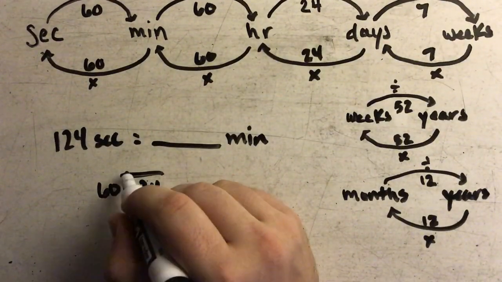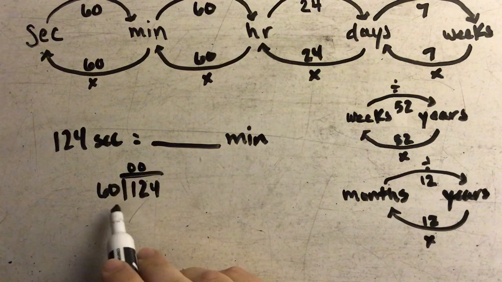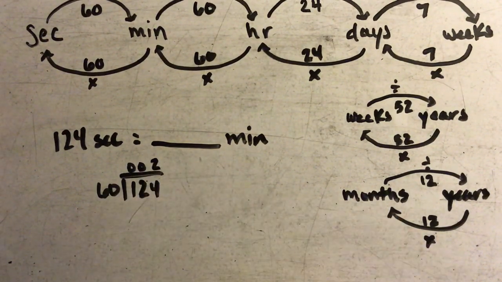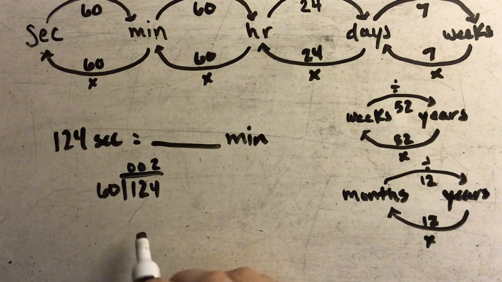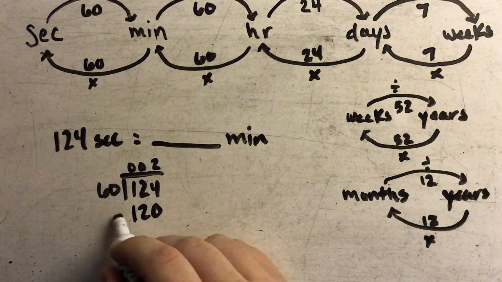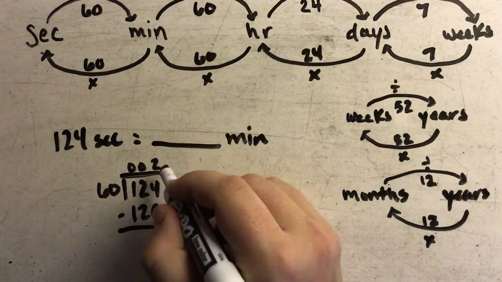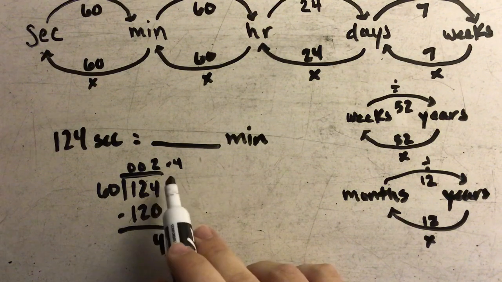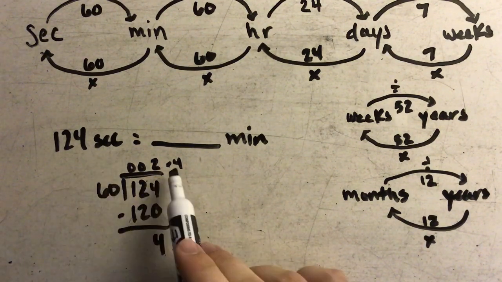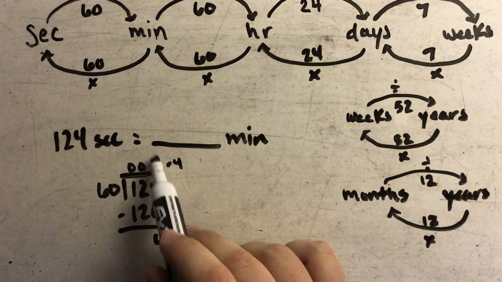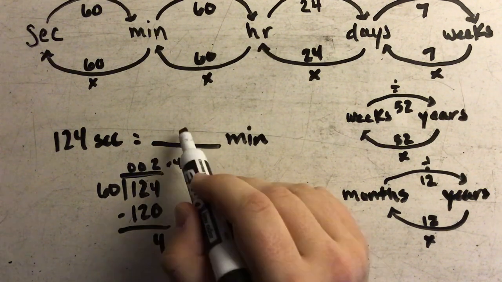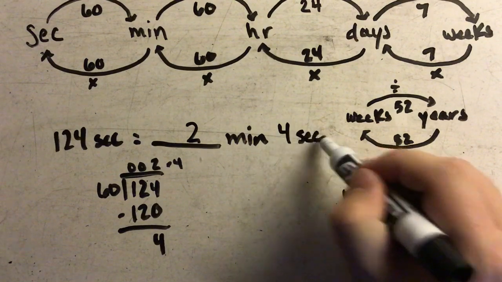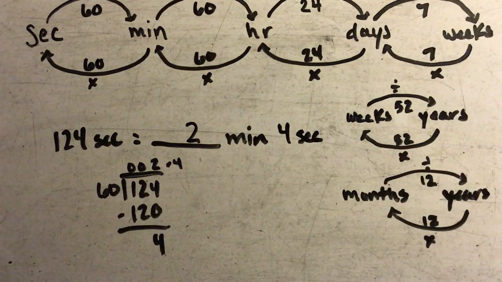I know that 60 will go into 1 0 times, it goes into 12 0 times, and it will go into 124 2 times. 2 times 60 is 120, and when I subtract, I have a remainder of 4. So that remainder simply tells me how many seconds were left over after I created the full minutes. So I have 2 full minutes and 4 seconds in 124 seconds.